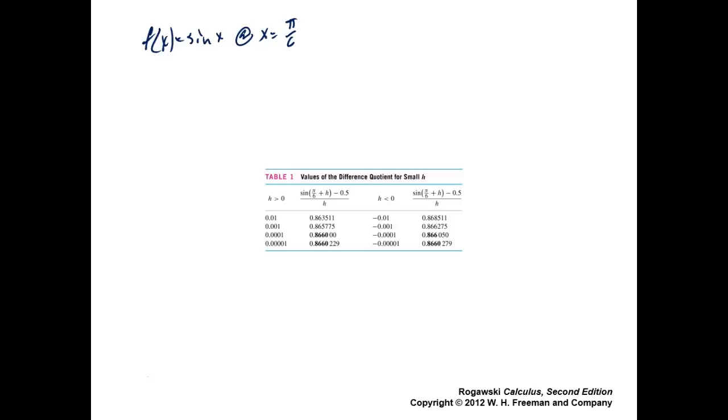So we just calculate the difference quotient. What would that difference quotient be? F prime at pi over 6 would be approximately equal to what? F, which is sine of pi over 6 plus some small value h, minus what?